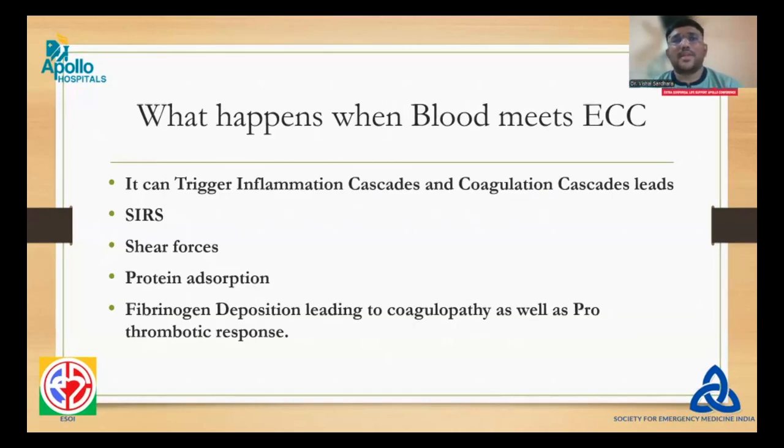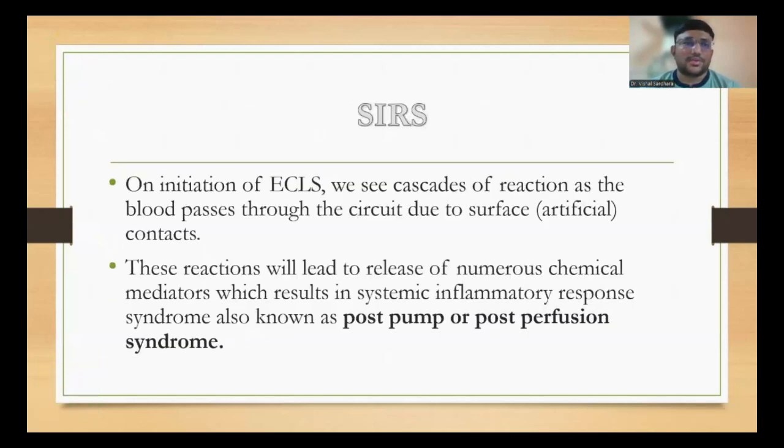So what happens when the blood meets the extracorporeal circuit? Whenever the blood comes in contact with the extracorporeal circuit, it can trigger inflammation cascades and coagulation cascades. The coagulation cascade leads to shear forces, protein adsorption, and fibrinogen deposition, leading to coagulopathy as well as a prothrombotic response by the blood towards the extracorporeal circuit.